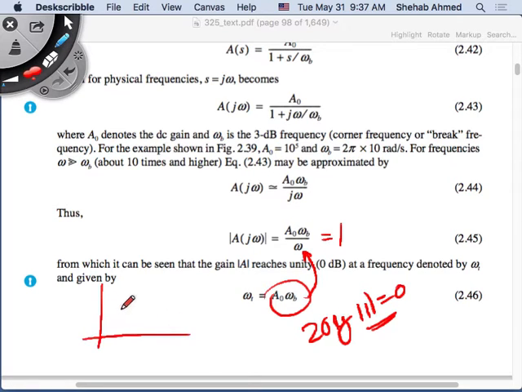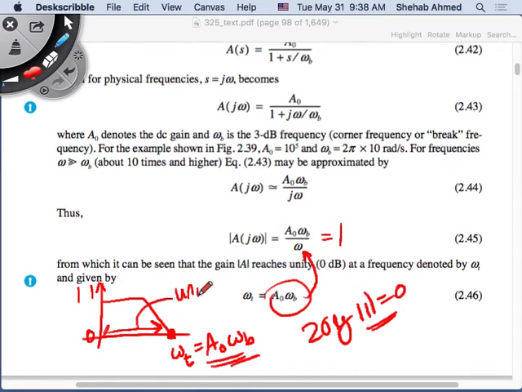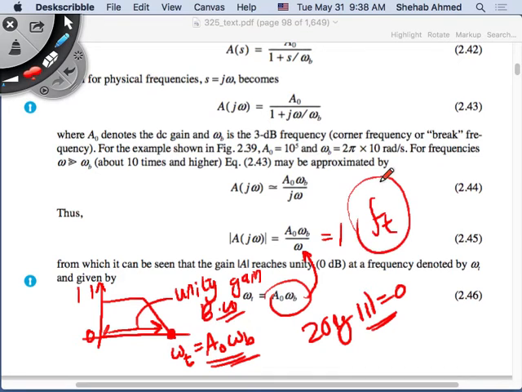So when will this transfer function cross 0? It will cross it at omega equals A naught omega B. They call that omega T, and give it the name unity gain bandwidth. The magnitude in dB is equal to 0 dB, hence unity gain. So this is called the unity gain bandwidth. They call it omega T, or the corresponding frequency is FT. Okay with this?